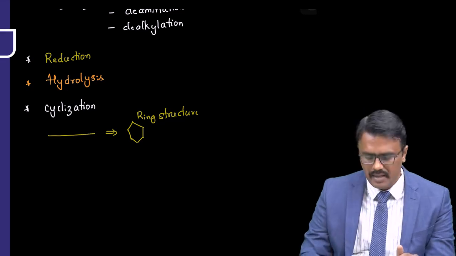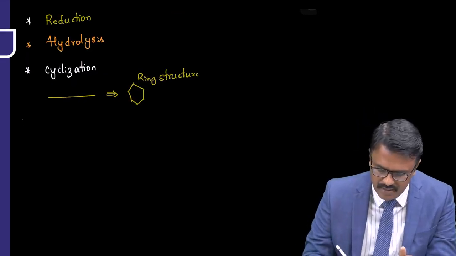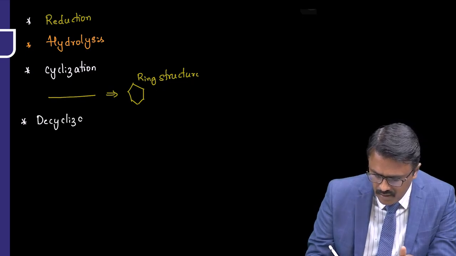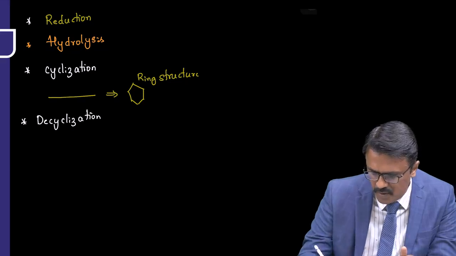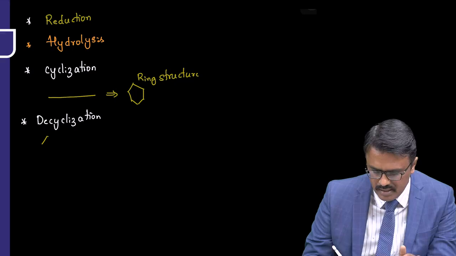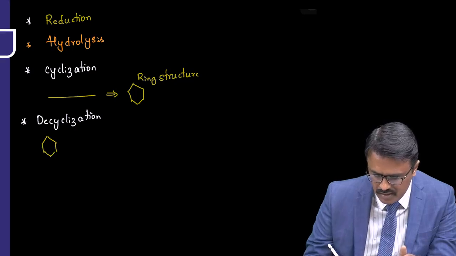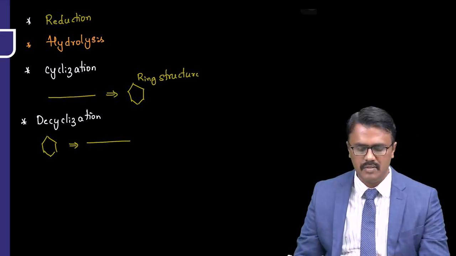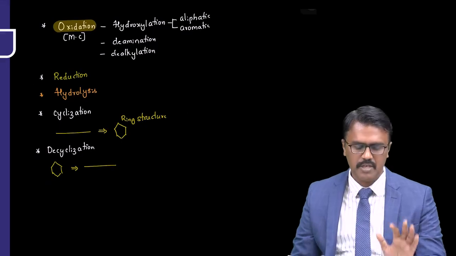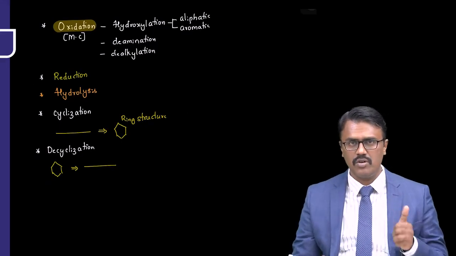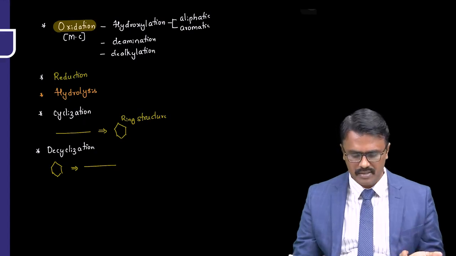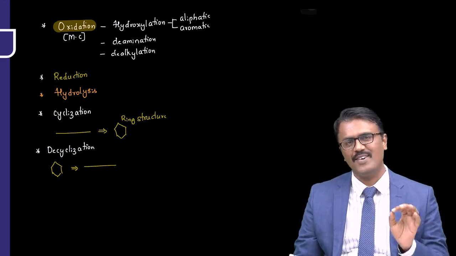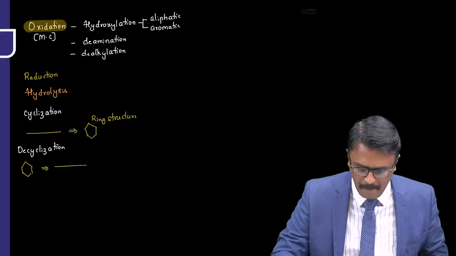Then the opposite of cyclization is decyclization. What do you mean by that? It's simple. Decyclization means if the drug is in ring structure, the metabolism will make it into a straight chain. So remember, in phase 1 we basically have 5 types: oxidation, reduction, hydrolysis, cyclization, decyclization. In that, the most common is oxidation. That much you remember. Okay, fine.